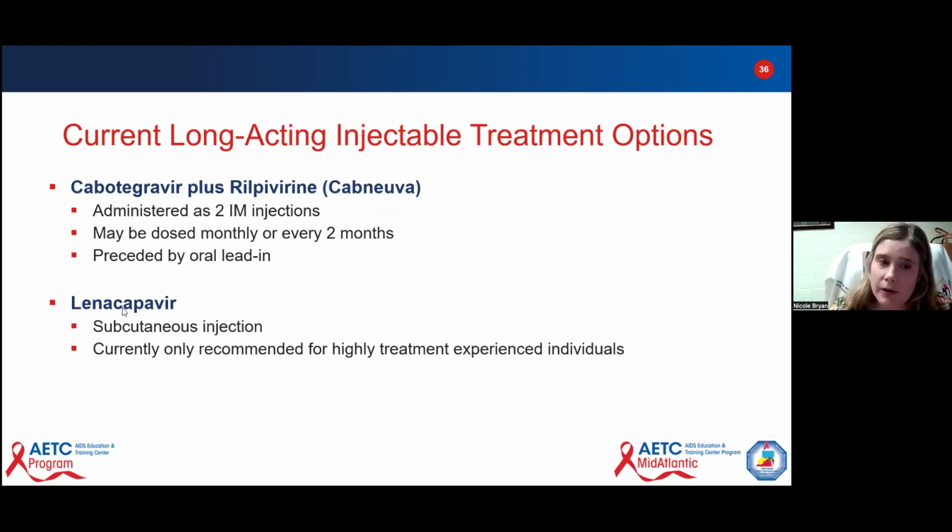So for the most part, the main long-acting injectable option that we're offering is cabotegravir and rilpivirine. The other thing is lenacapavir is also not going to be a standalone treatment option. It's going to be part of a bigger regimen. So it's probably lenacapavir plus something else to try and get them suppressed for those treatment experienced individuals.